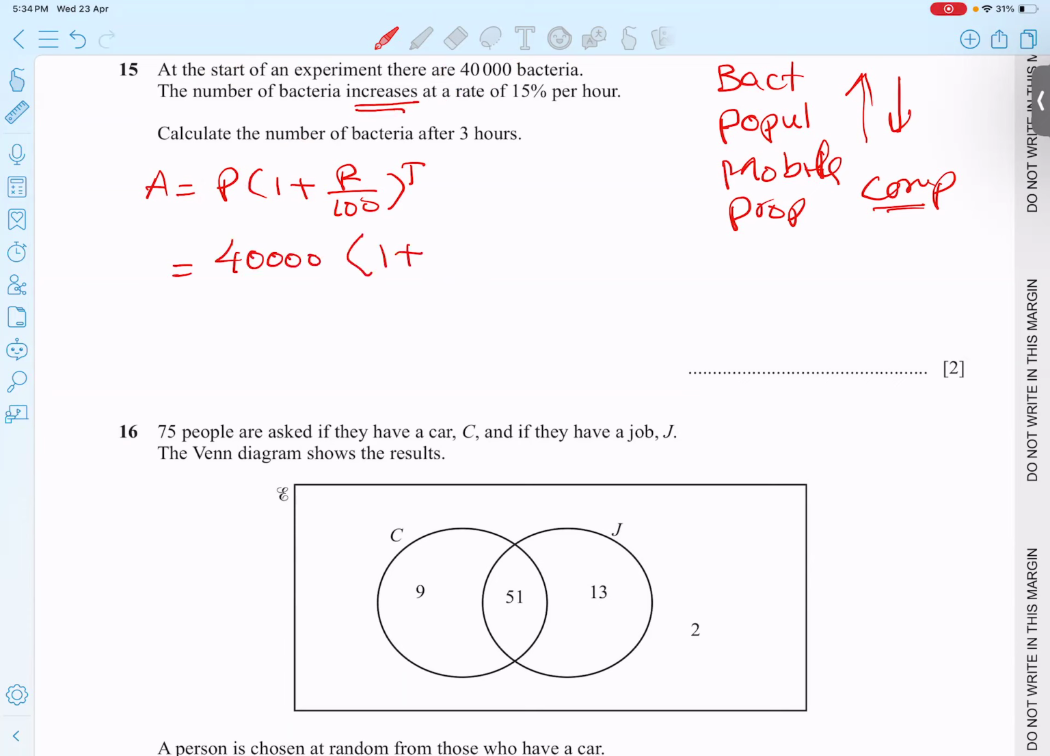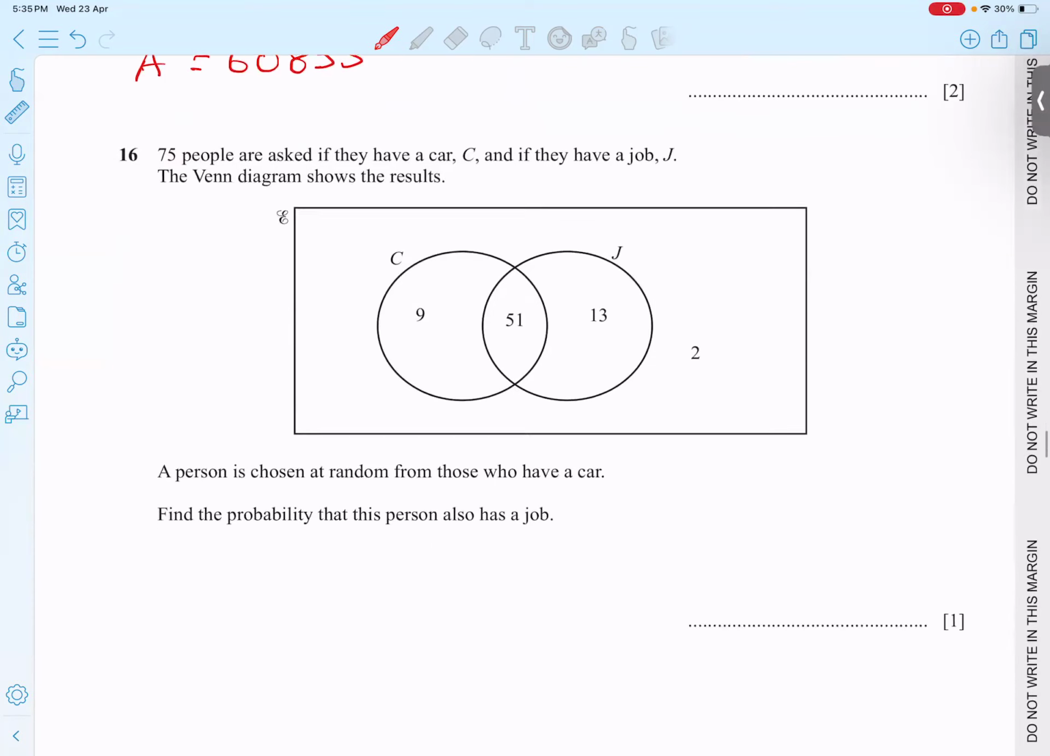And R is 115%, and it's 3 years. Because this question is with a calculator, we can't do it by hand, so we have to go for it with a calculator. And the answer of this question, with me, is around 60835. Okay, so this is the population after 3 hours. Let's talk about the question below.